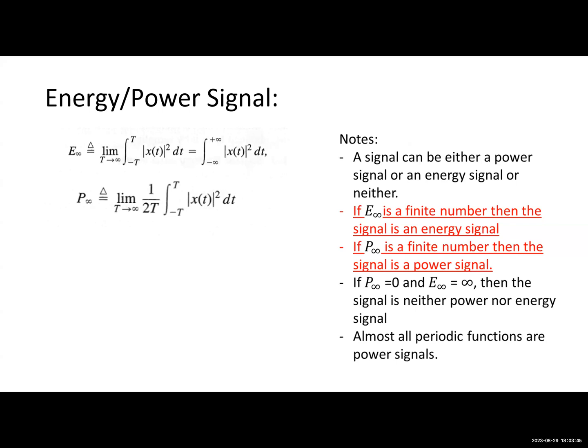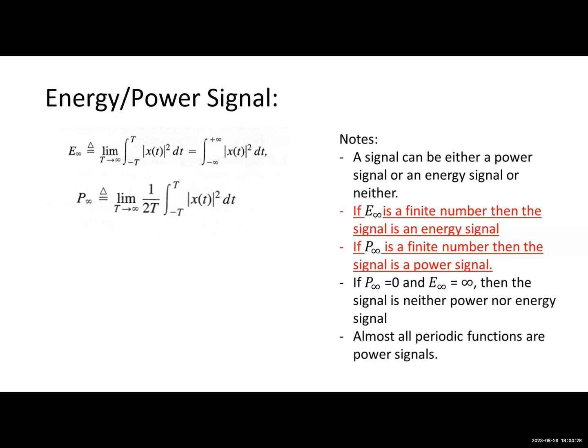So the way you determine what type of signal a signal is is with these equations. If you calculate out the energy as a finite number, then that means that the signal is an energy signal. And if you calculate out power as a finite number, then that means that it is a power signal. And if you get that power is equal to 0 and energy is equal to infinity, then it is defined as neither a power signal nor an energy signal. And one important thing to note is pretty much all periodic functions, so pretty much all sinusoids, are going to be power signals.